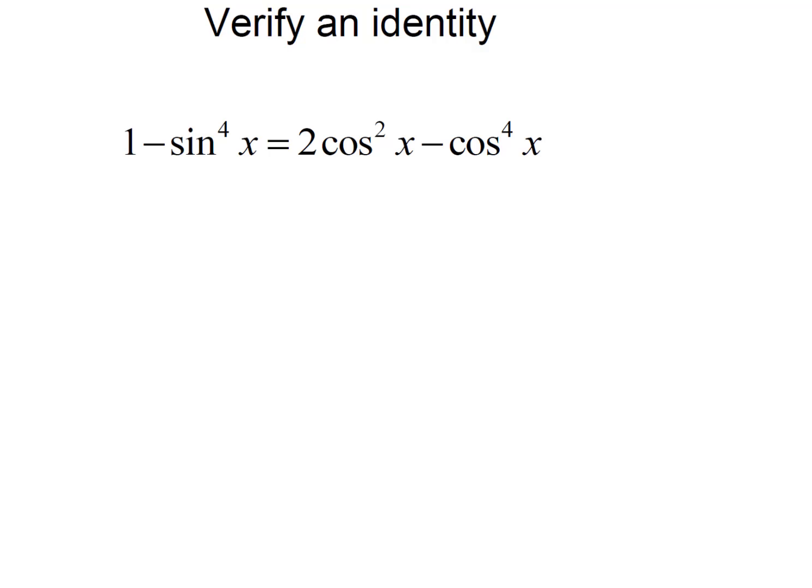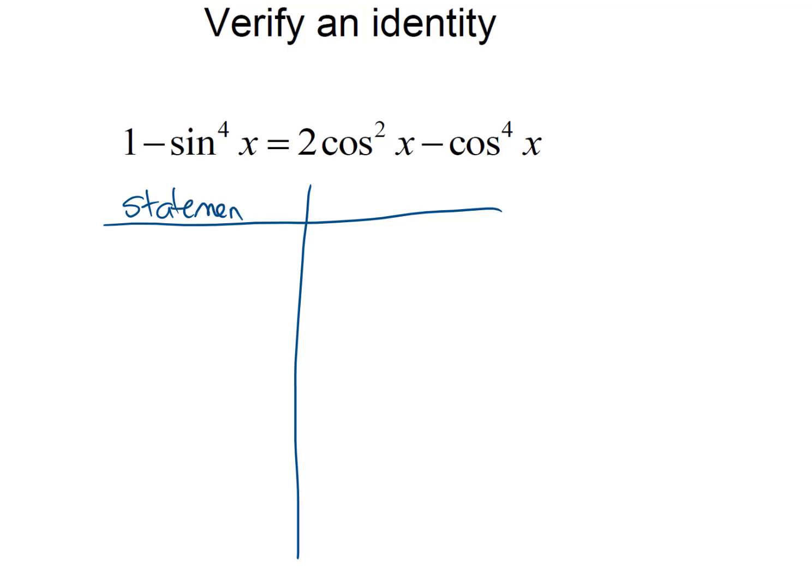Here we're asked to verify an identity. So we're going to take this identity and make a 2-column table here. We're going to put a statement of what we are doing, and then give a rationale why we can do that. Typically you would start with the more complicated side. If the sides are about the same, like this one, it doesn't matter which side.